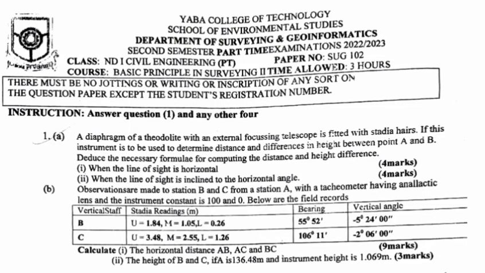Alright guys, this is the Yaba College of Technology, School of Environmental Studies, Department of Surveying and Geoinformatics, second semester part-time examination 2022/2023, for the civil engineering part-time course, Basic Principles in Surveying 2. What we actually did now is solve question A1. So kindly copy down question A1, parts I and II. We have solved the two from this video concept.